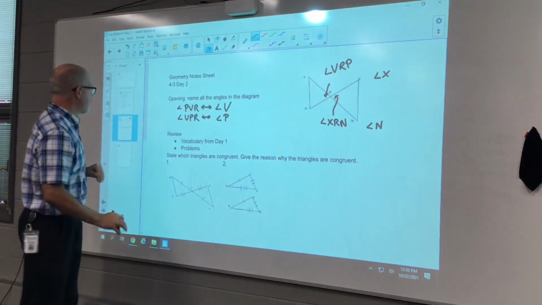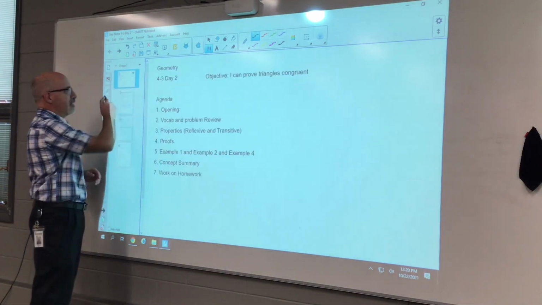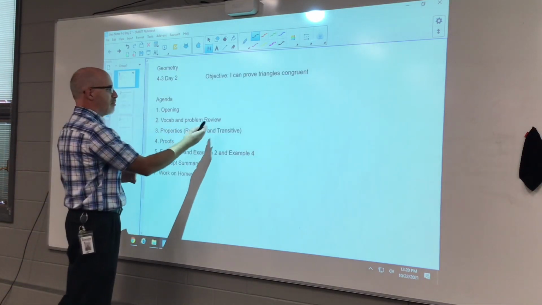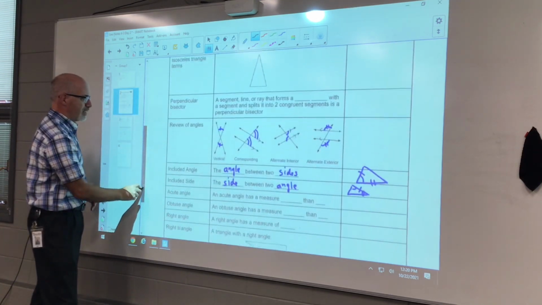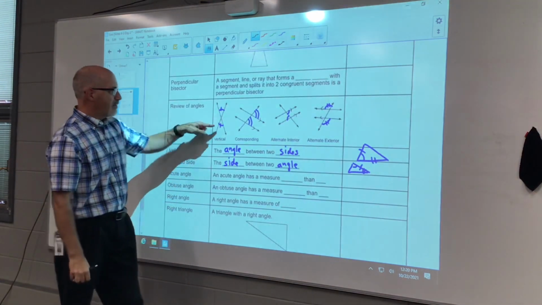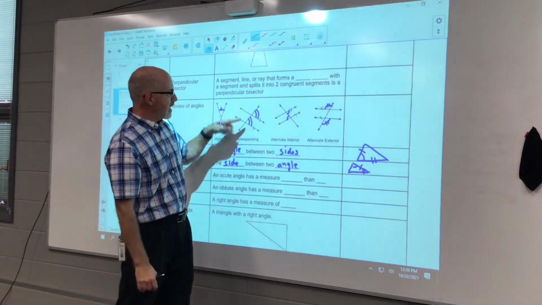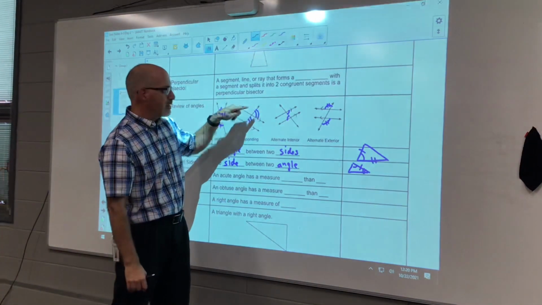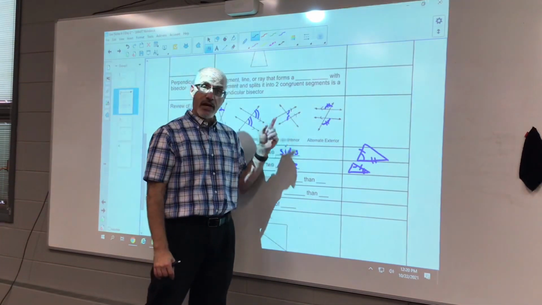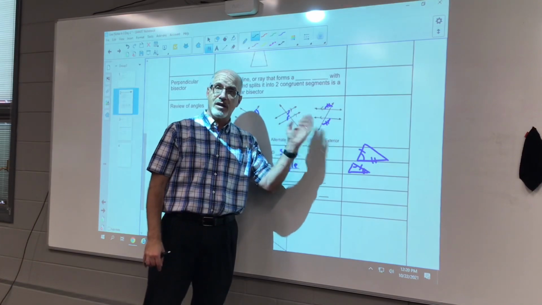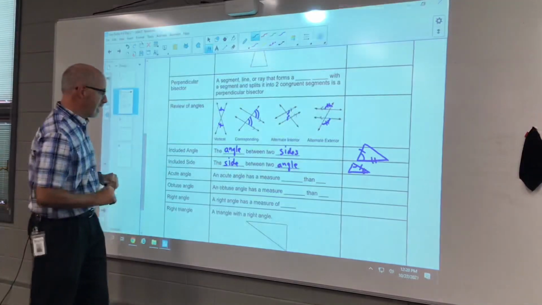All right, so let's go back to our vocabulary from yesterday just to review a little bit. On our agenda, notice the next thing we're going to do is vocabulary and problem review. The vocabulary we did yesterday, we'll be using quite a bit today. We talked about vertical angles, those angles that are opposite, which are congruent. If we've got parallel lines, you've got corresponding angles congruent. If we've got parallel lines, we've got alternate interior angles congruent. And then if we've got parallel lines, alternate exterior angles are also congruent. We'll be using that today.